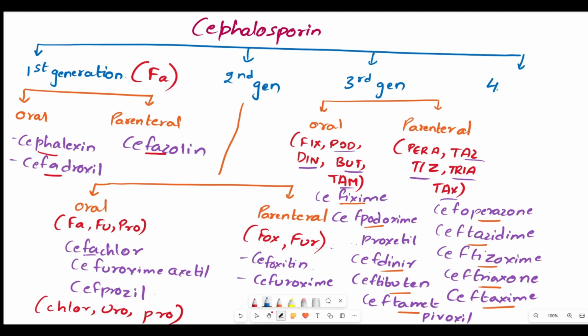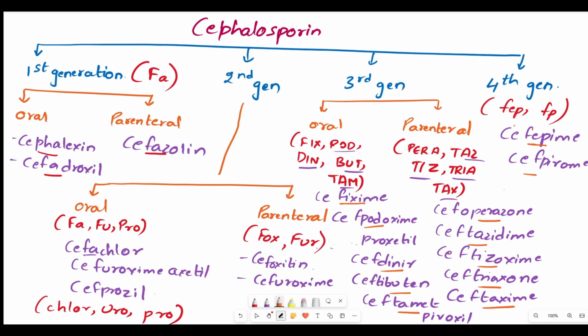Now coming back to the last generation, which is the fourth generation. In the fourth generation, just remember FEP or FP: cefepime or cefpirome. Cefepime or cefpirome come under this fourth generation. Any drug having FEP or FP comes under the fourth generation cephalosporins.